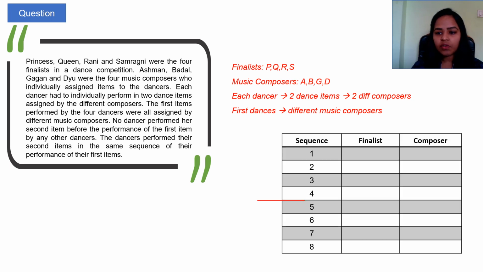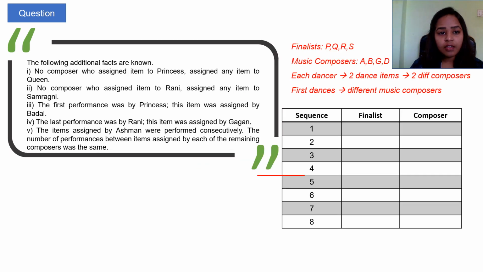So in the sequence of 8 dances, first 4 were definitely by 4 different people and only after then the second round begins. The dancers perform their second items in the same sequence of their performance of their first items. So the sequence of first items is same as that of the second items. Okay, so now we have this. Let us now look at few more additional facts and we'll try to fill in this table as and when we get more facts.